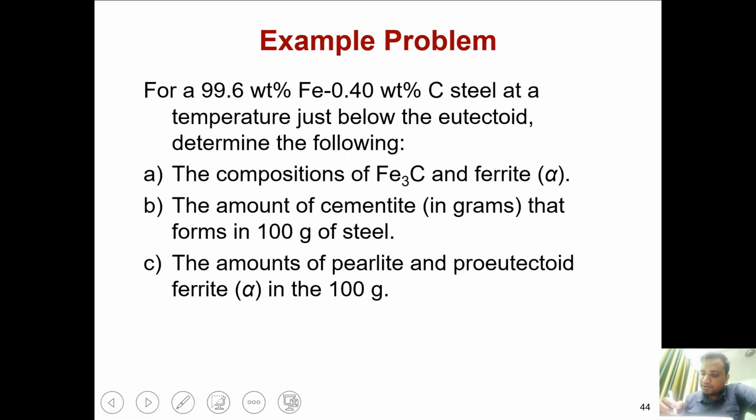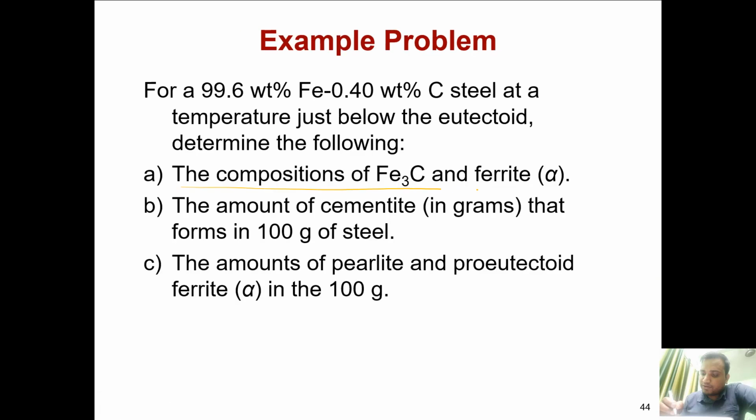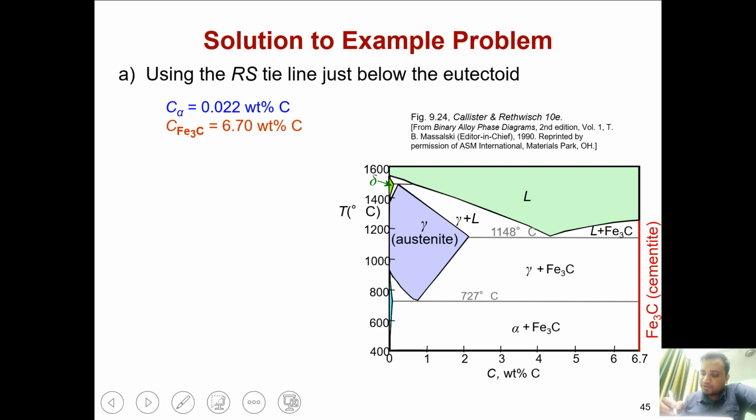Okay, so let us try to solve this question. For a 99.6 weight percent iron, 0.4 weight percent carbon steel, at a temperature just below the eutectoid, determine the following: the compositions of Fe3C and ferrite, the amount of cementite in grams that forms in 100 grams of steel, and the amounts of pearlite and proeutectoid ferrite alpha in the 100 grams. Okay, so the first question is the compositions of Fe3C and alpha, right? So this is your 0.4. 0.4 is between 0 and 0.76, so that means it is a case of hypoeutectoid steel, right?